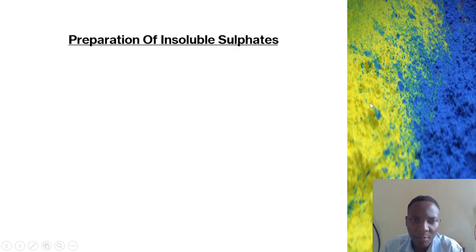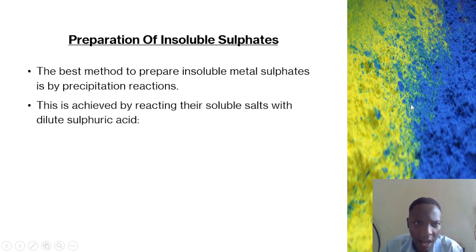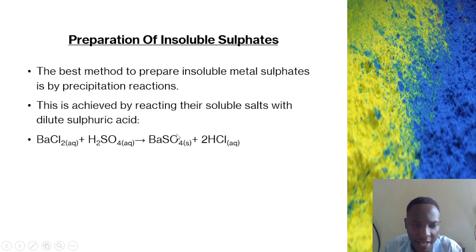Now, let's see the preparation of insoluble sulfates. The best method to prepare insoluble metal sulfates is by precipitation reactions. This is achieved by reacting their soluble salts with dilute sulfuric acid, as you can see in the reaction. For example, here barium chloride plus dilute sulfuric acid results in barium sulfate plus hydrogen chloride.